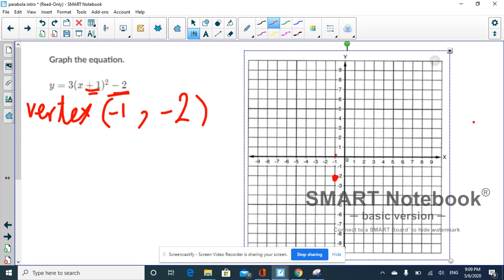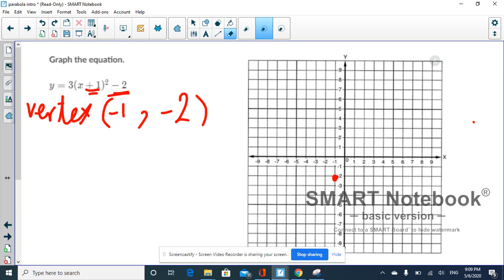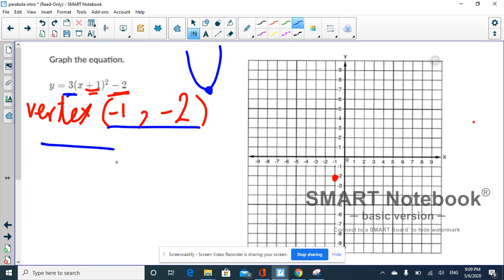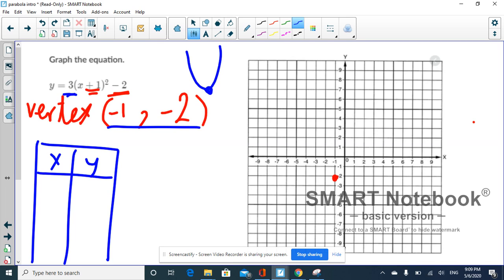What do you think this parabola will be? Should it open up or down? Yeah, it should open up because the 3 times x squared means the coefficient of x squared is positive, so it will be something like this. Parabola open up, and the vertex will be (-1, -2). Find another 2 points, x, y. Remember, we have (-1, -2), the vertex.